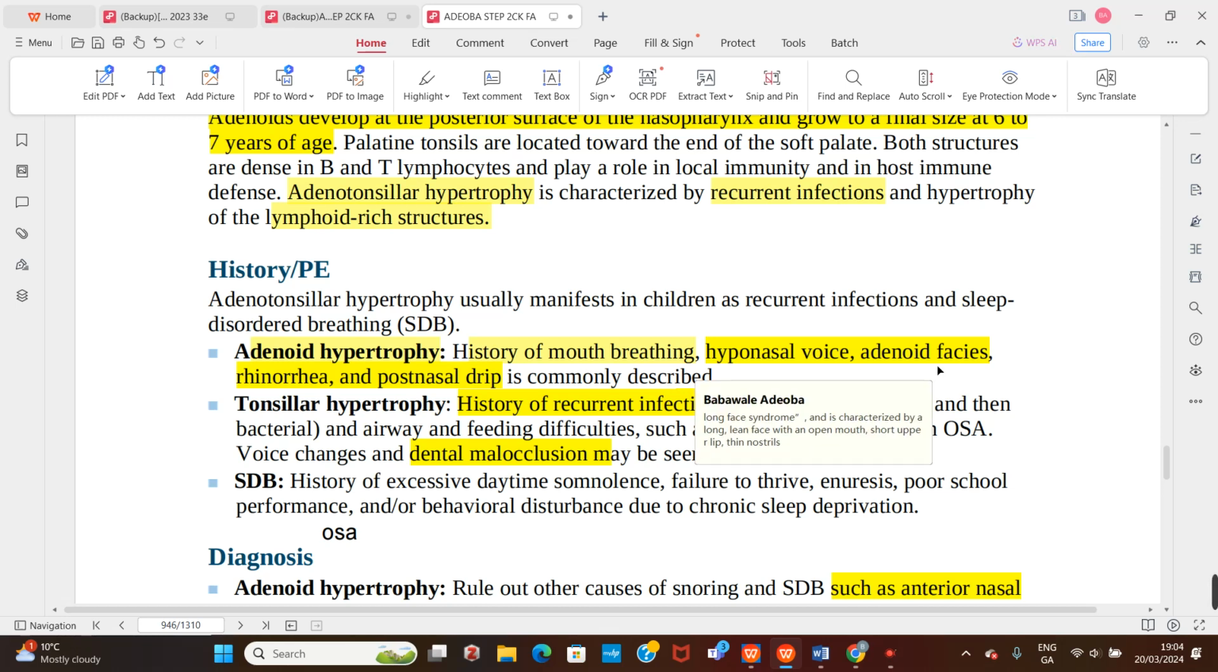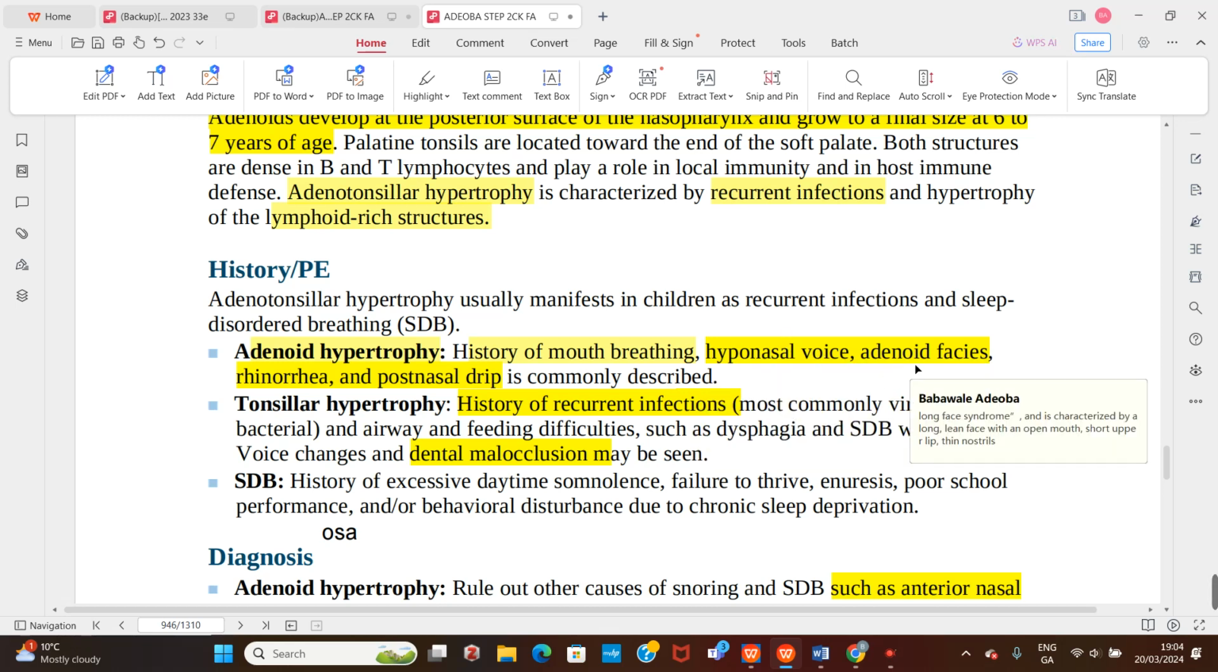Then they are going to have adenoid facies. The best way to remember this is that their face is going to be very long, their mouth is going to be open, and because they are not using their nose, the nostrils are going to be tiny. So they are going to have a short lip, thin nostrils, and a wide open mouth. That is adenoid facies. And because of the obstruction of nasal drainage from the adenoid hypertrophy, you are going to see recurrent rhinorrhea and post-nasal drip, behind the nose.